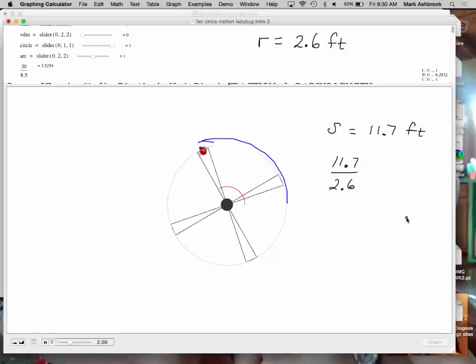Practice this reasoning rather than just using the formula, because you're going to be responsible for the reasoning, okay? We've got a total arc length of 11.7. By dividing, we're saying how many 2.6s make up 11.7, or how many radius lengths? And what do you guys get for that? 4.5. So 4.5 radius lengths of arc length means 4.5 radians of openness.